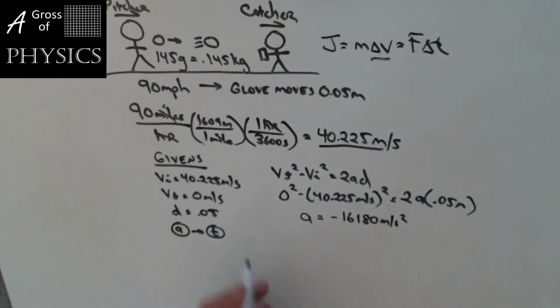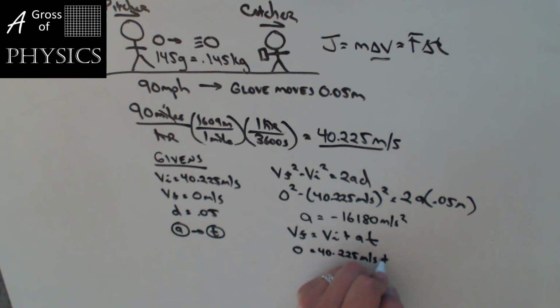Now, the time it's going to take to do this, I would use Vf equals Vi plus at. Vf is 0. 0 equals 40.225 plus a, which was negative 16,180 meters per second squared, times t. So t becomes, if I divide the 40.225 by the answer I got before, the time is 0.0025 seconds.